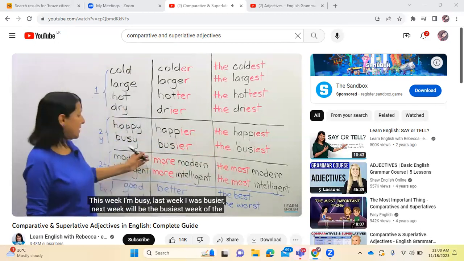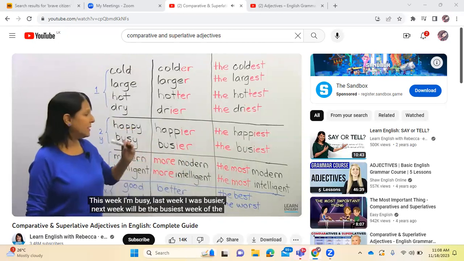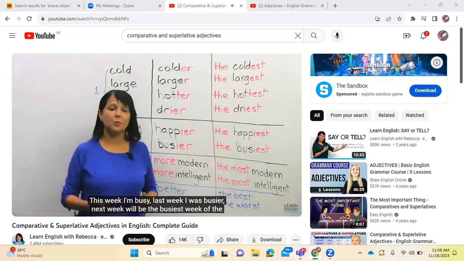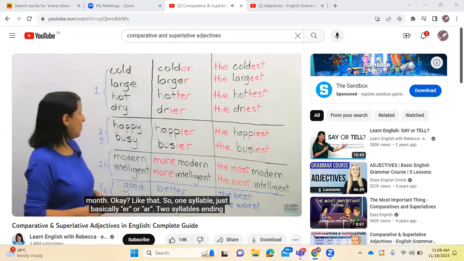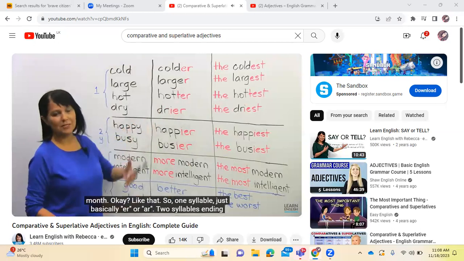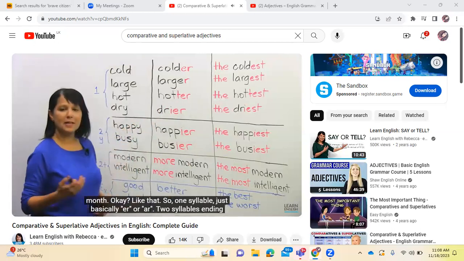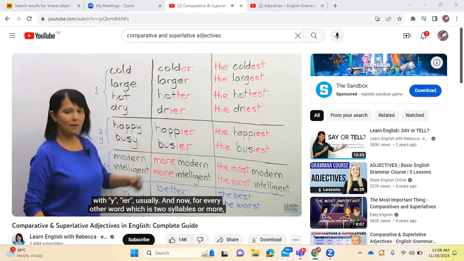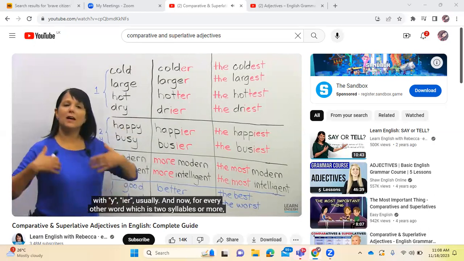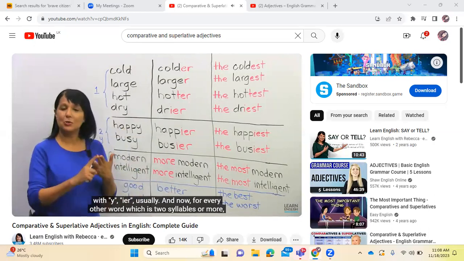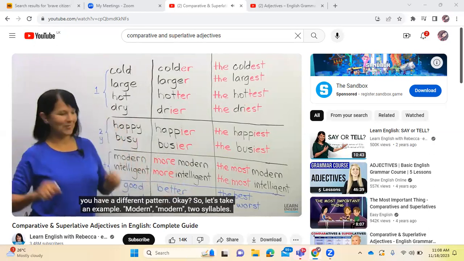This week I'm busy. Last week I was busier. Next week will be the busiest week of the month. Okay? Like that. So, one syllable, just basically ER or R. Two syllables ending with Y, IER, usually. And now, for every other word, which is two syllables or more, you have a different pattern, okay?